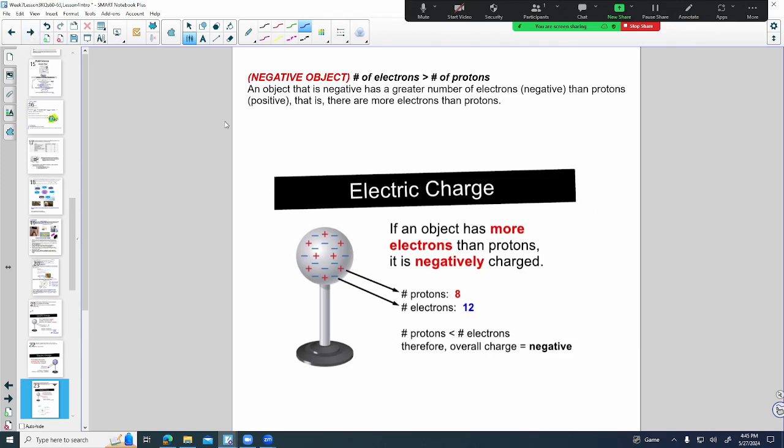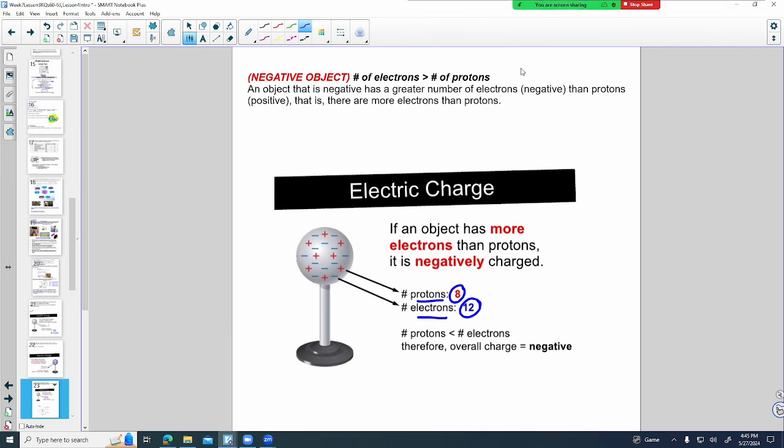Then finally we have a negative object. And you're right, if you guessed right, if you have more minuses, in this case there are 12, and there are only 8 pluses or protons, then that object is negatively charged. Okay, that's fairly simple or straightforward.